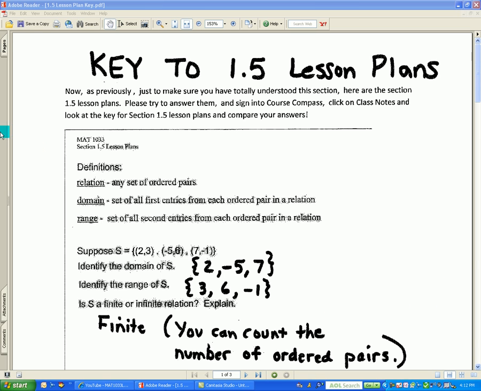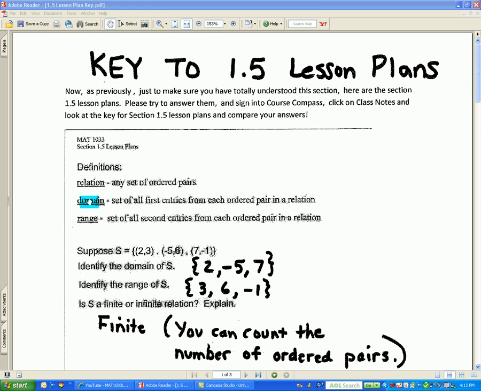First thing here that you need to know, by definition, a relation is any set that's made up of ordered pairs. Any collection of ordered pairs is referred to as a relation. Think of an ordered pair, for example, like 1, 7. 1 is the input, 7 is the output. Any set made up of ordered pairs is called a relation.